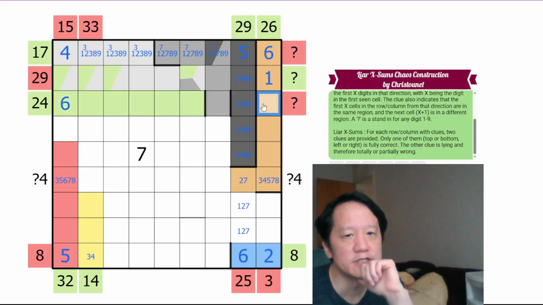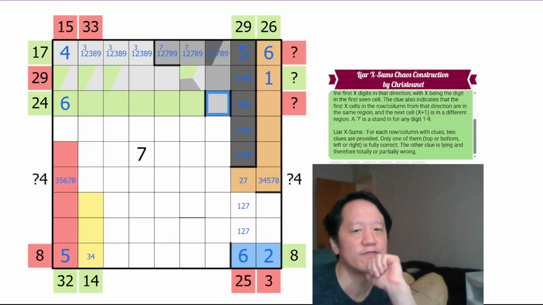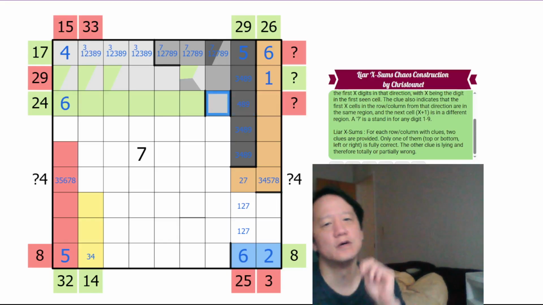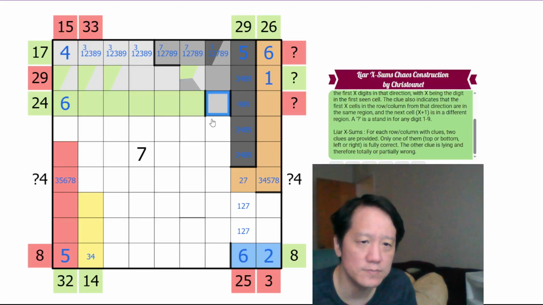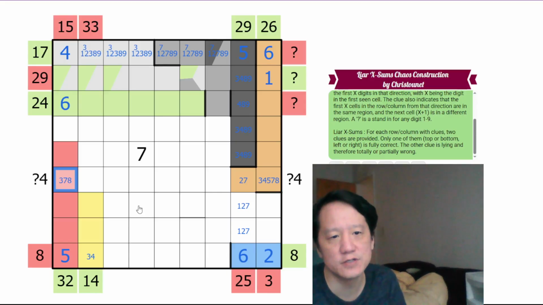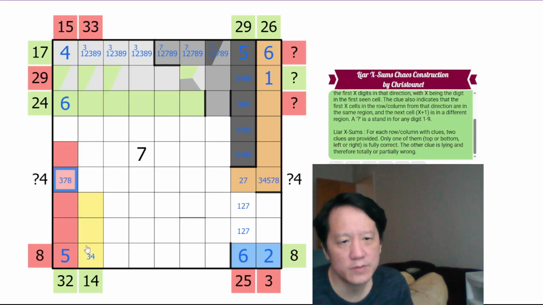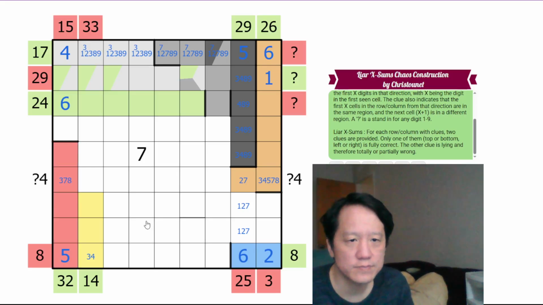Which means the remaining digits add up to 21. So it cannot have 3 here. You could have 4. So this is 6. No 5 or 6 here. This is 32. This is 5. So this is different region. 26 here. That means these 3 add up to 19. So it has to be 2, 8, 9 here.